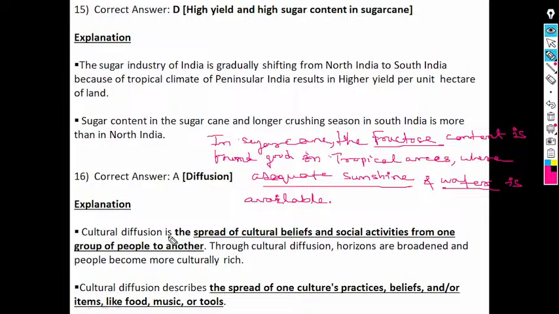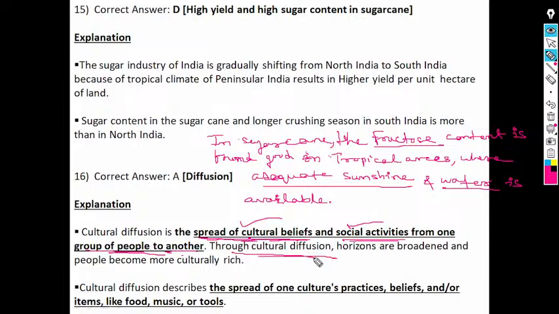Next, diffusion. Cultural diffusion is the spread of cultural beliefs and social activities from one group of people to another.